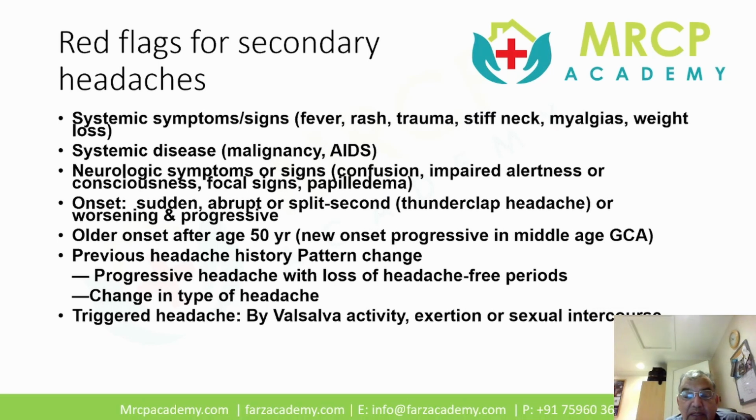Neurological symptoms or signs: if a patient suddenly dips in his sensorium, becomes confused, with impaired alertness or impaired consciousness, focal signs, or evident presence of papilledema, that indicates an underlying pathology. If there's a sudden thunderclap onset, these headaches are to be taken extremely seriously, as these could indicate a subarachnoid hemorrhage.